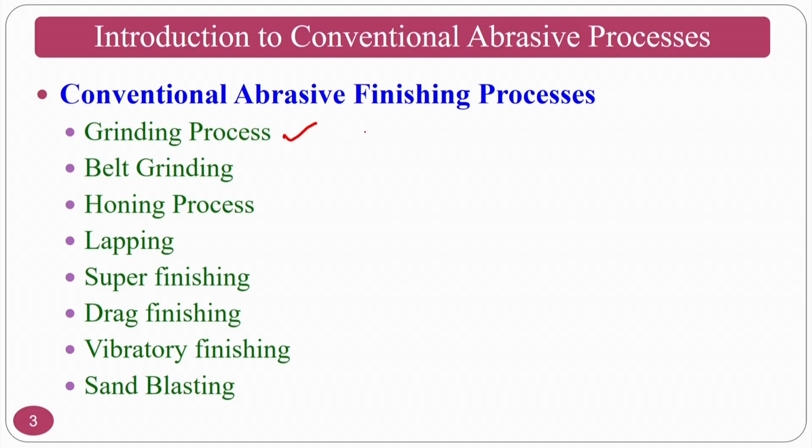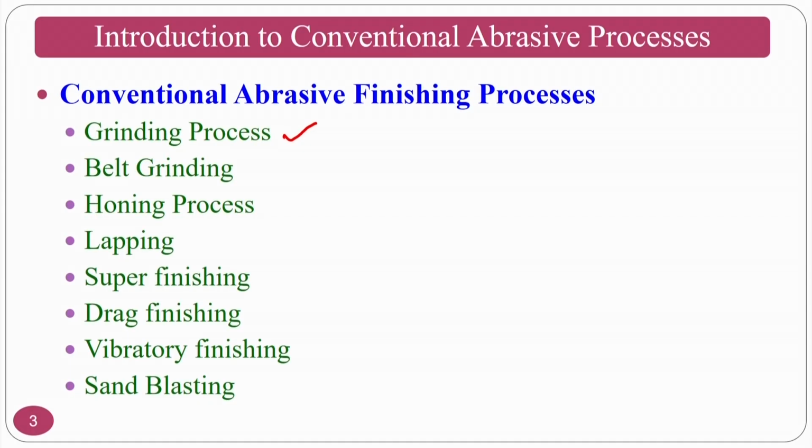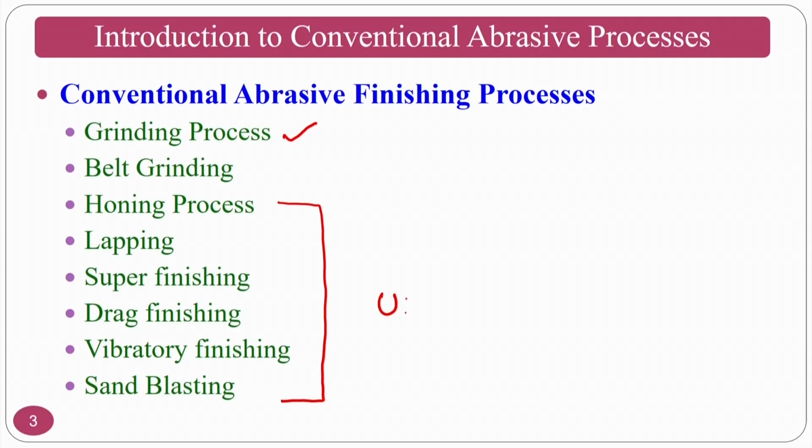Then we also see a glimpse of the video, that is how the belt grinding works. If I tell you, you may not understand, so for that particular purpose, I am voluntarily providing you a video. Next, in the upcoming classes, we will see the other conventional finishing processes such as the honing process, lapping process, super finishing process, drag finishing, vibratory finishing, sandblasting, microblasting. Many processes are there, so we will see them in the upcoming classes. These are all practically oriented conventional finishing processes.